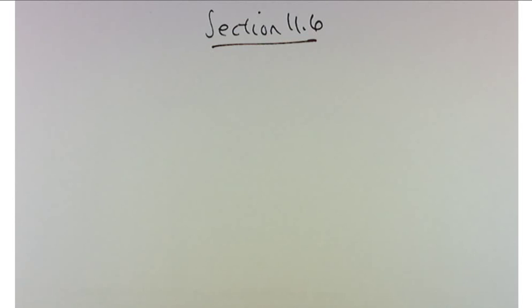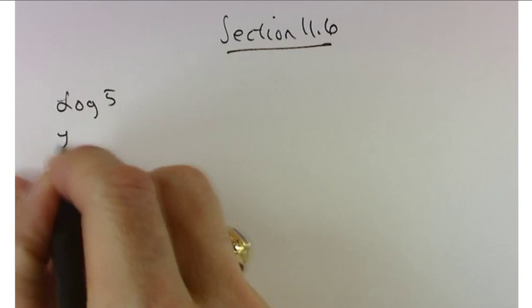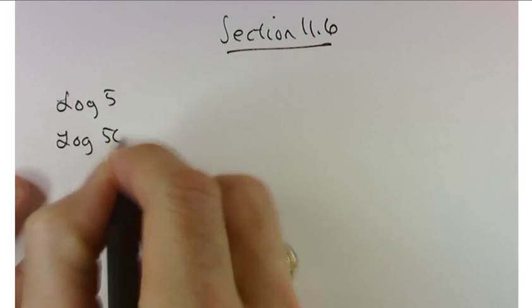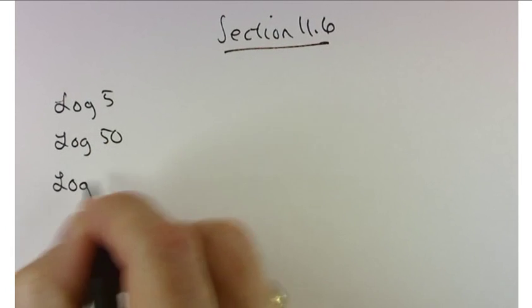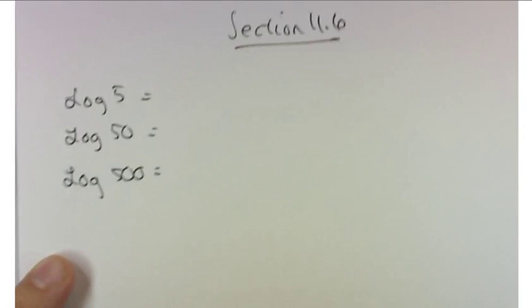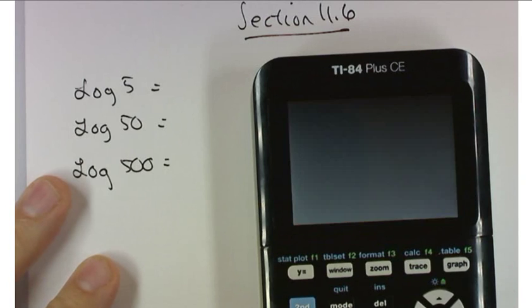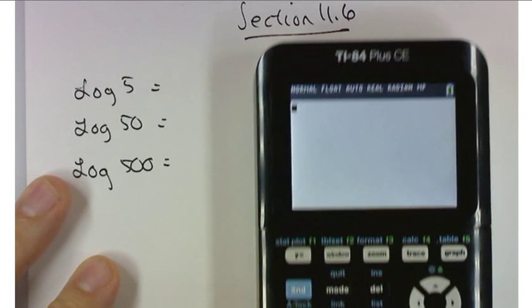Start with this. I want us to take a look at the following sequence: log of 5, log of 50, log of 500. What would be the next one if I had to go there? Log of 5,000. But keep going until you see a little bit of a pattern here. Maybe you can make some predictions after a little while.